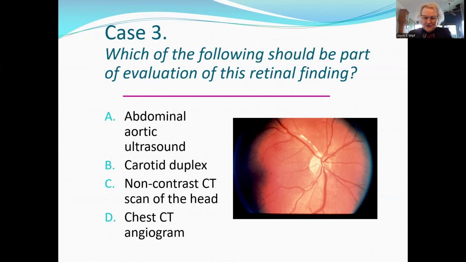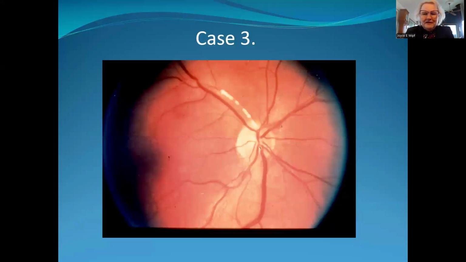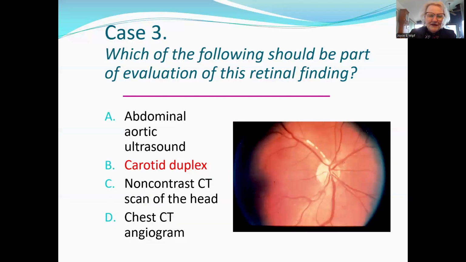I believe I have a close-up. I'll give you a hint. These are described as kind of boxcar, whitish areas seen in the artery. So the correct answer here is carotid duplex.